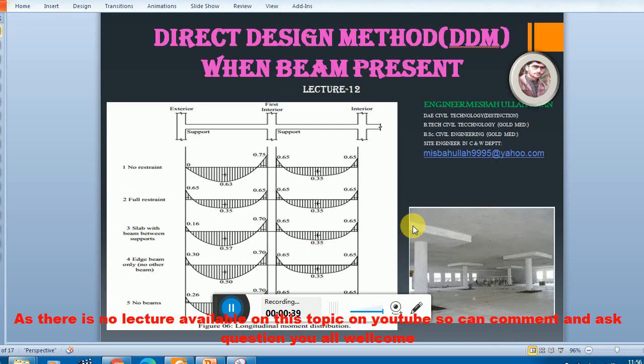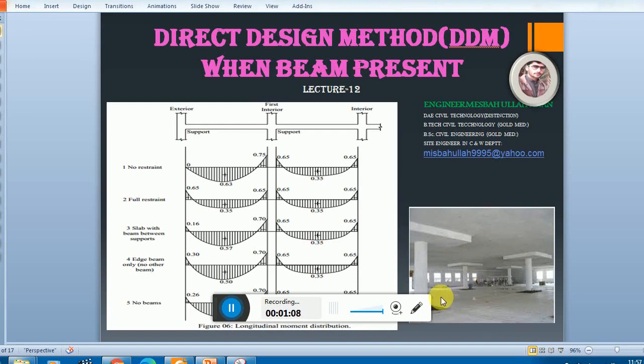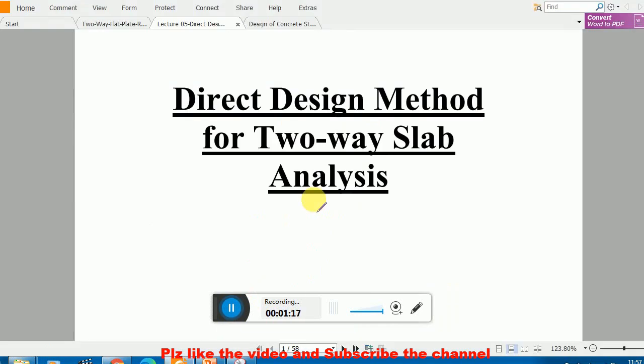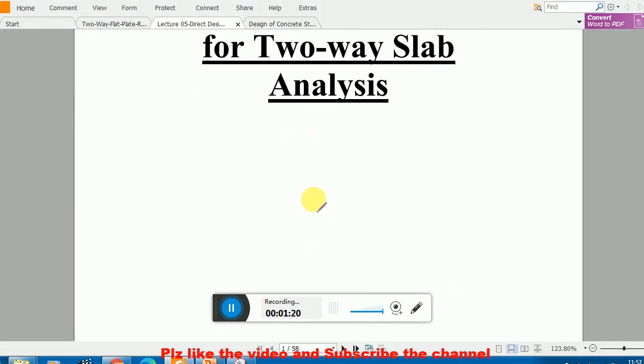Although this method is skipped in our course taught in UET Peshawar, because it is a little time-consuming and involves a greater amount of mathematical work, we use the ACI moment coefficient method, which is easier. But one of my friends requested that I post a lecture on the DDM method involving beams. So let's see what we have in this example when we have a beam.